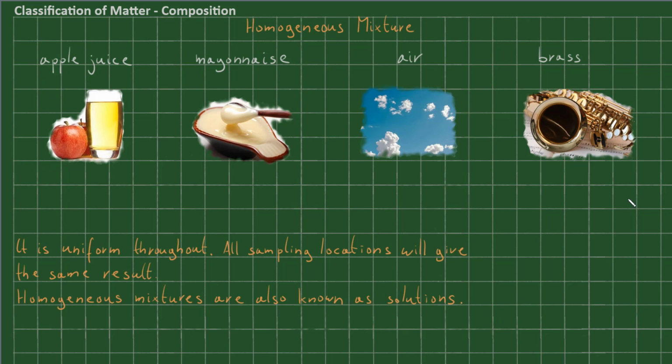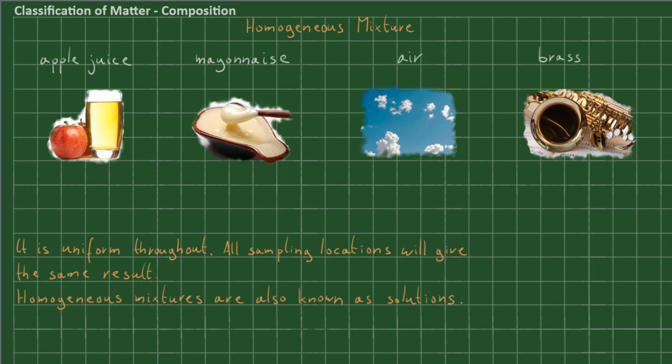So apple juice is an example of a liquid solution, whereas air is an example of a gaseous solution. Brass, on the other hand, is an example of a solid solution. Solid solutions are also sometimes referred to as alloys. So how are homogeneous mixtures different from heterogeneous mixtures? Well, they are uniform throughout. This means that all sampling locations will give the same result.